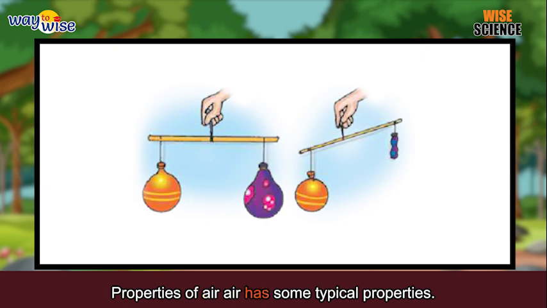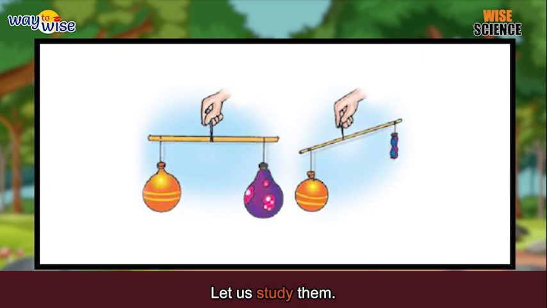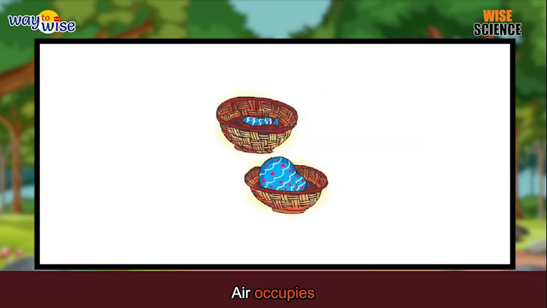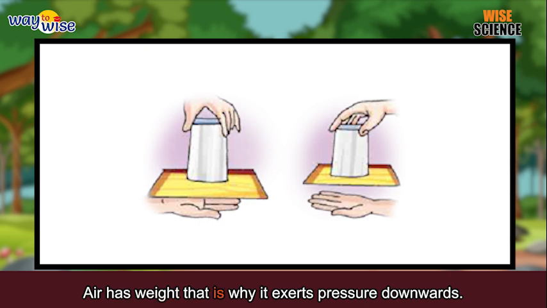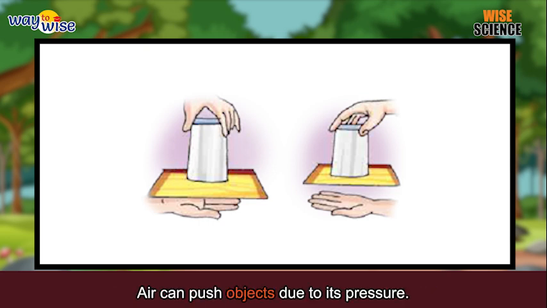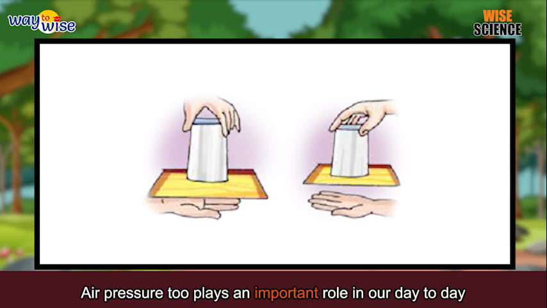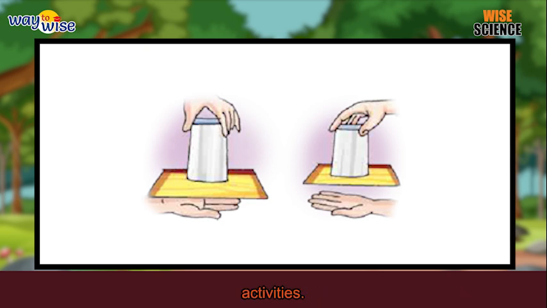Properties of air. Air has some typical properties. Let us study them. Air has weight. Air occupies space. Air exerts pressure. Air has weight, that is why it exerts pressure downwards. Air can push objects due to its pressure. Air pressure too plays an important role in our day-to-day activities.